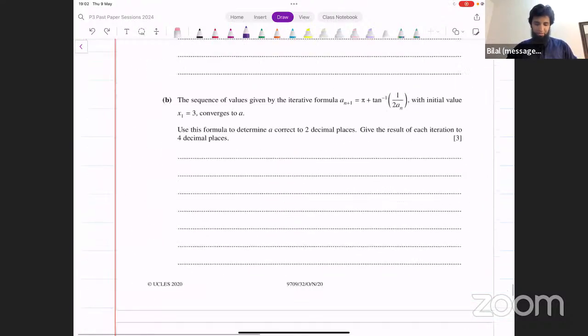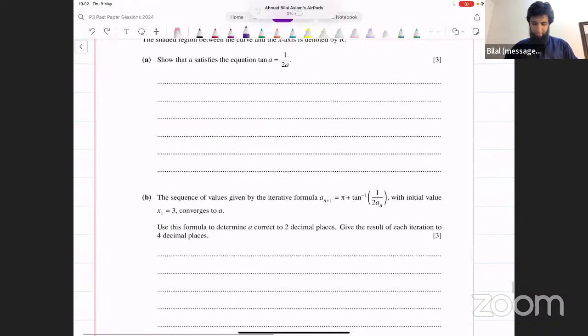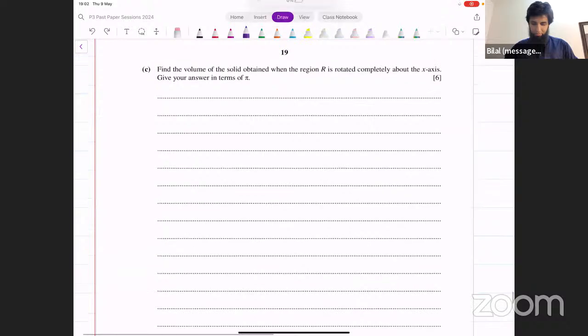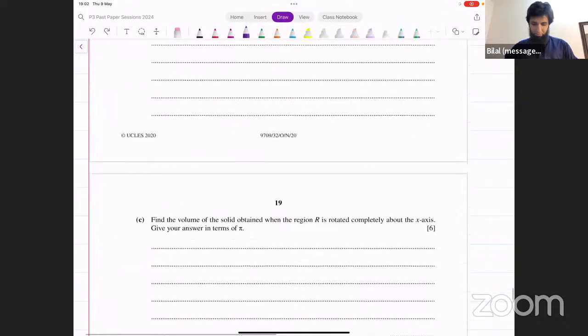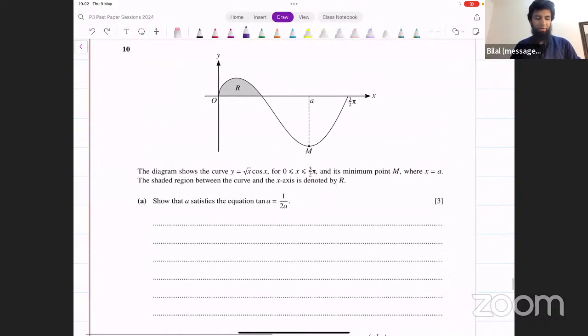Okay, now this is the question that some of you are asking about next. Okay. Question number 10. Let's try this one. Now it says the diagram shows the curve y equals under root x into cos of x, for x between 0 and 3 pi over 2, and its minimum point M.